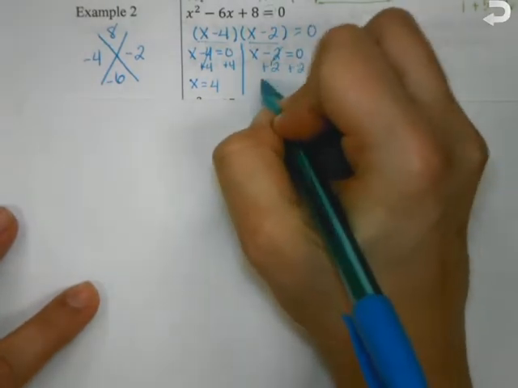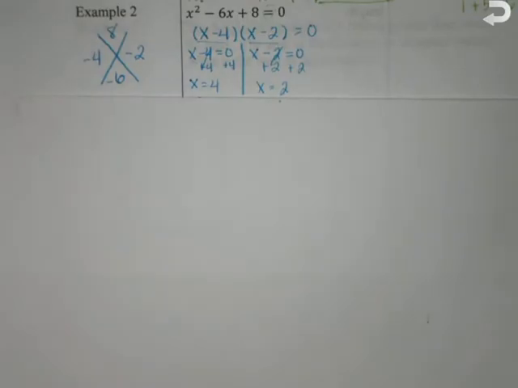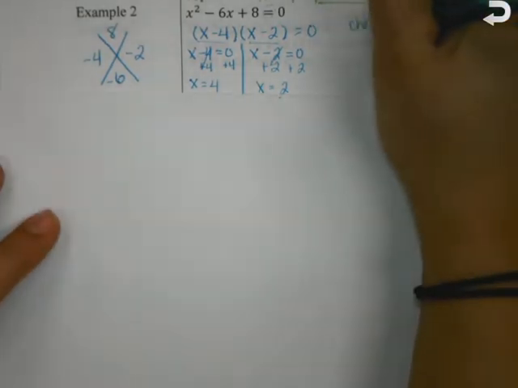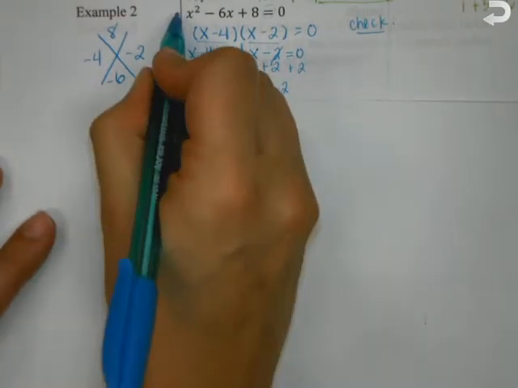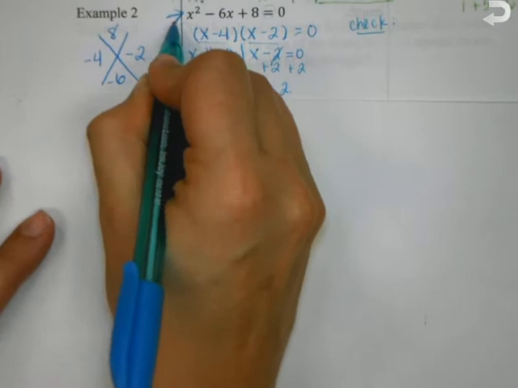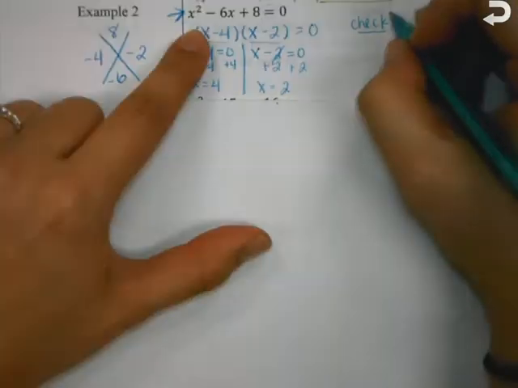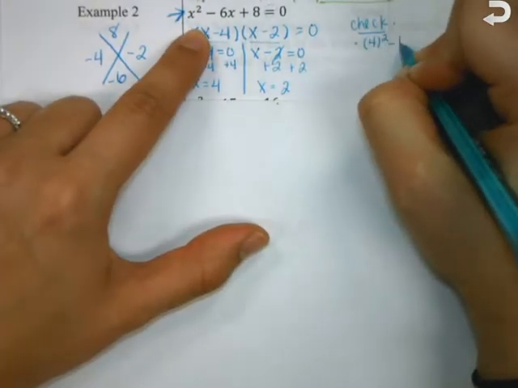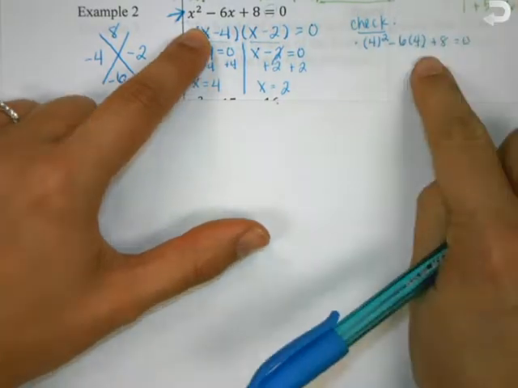So I have two possible answers, right? So what do I have to do? Check both of them. So in my check, let's do 4 first. I'm going to plug it into the original equation, so what we had before we factored. That's going to be 4 squared minus 6 times 4 plus 8 equals 0. Is everybody okay with how I'm checking my answer? Yes, I am. Yeah? Okay.